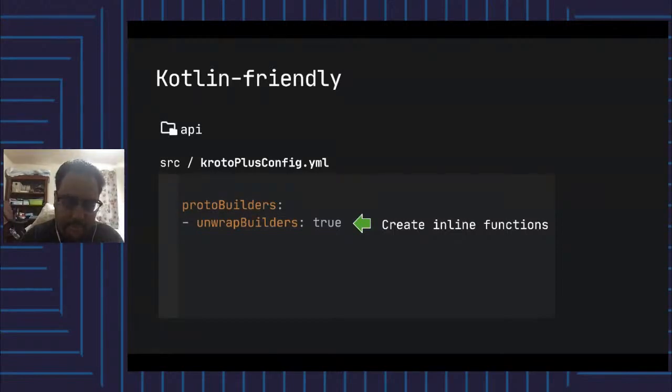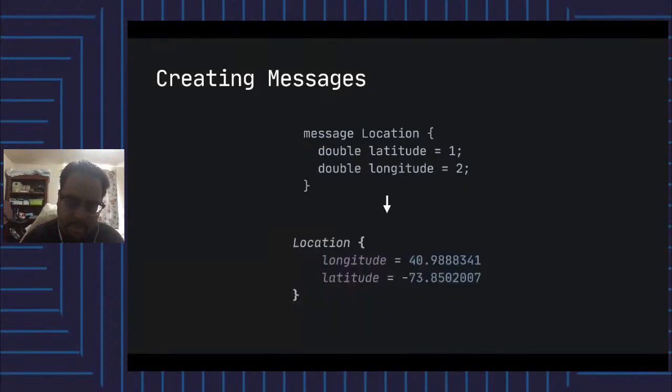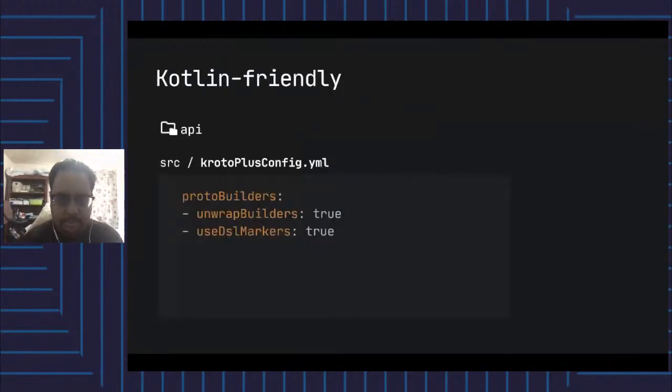There's a way to configure what generator you want to use and some features of it. I could have it generate inline functions like this by setting unwrap builders to true. When I set that to true, it generates an inline function like this. And keep in mind that parameter there is a lambda, whose receiver is the builder, and I could utilize this like this. This looks more Kotlin idiomatic, much more DSL-like, and I could specify my location with latitude and longitude like this.